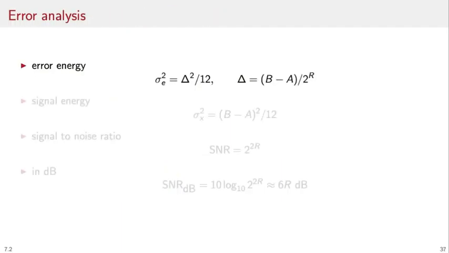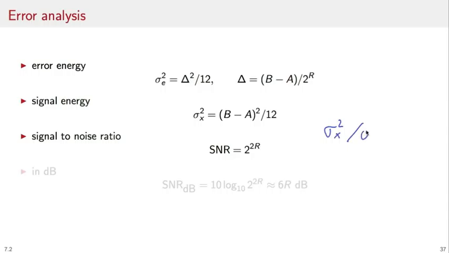If we analyze the error a little bit further, we can relate the expression of the error to the expression for the signal's energy. Since we assume that the input is uniformly distributed, we can compute its variance, i.e. its energy, as (b minus a) squared over 12. It's the variance of a uniformly distributed variable. And so we can compute the signal-to-noise ratio as the power of the signal divided by the power of the error. And the signal-to-noise ratio happens to be 2 to the 2R.